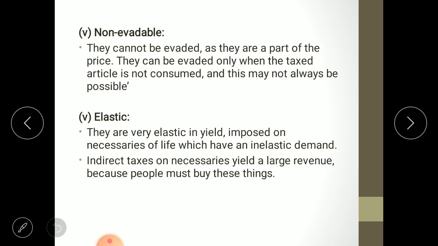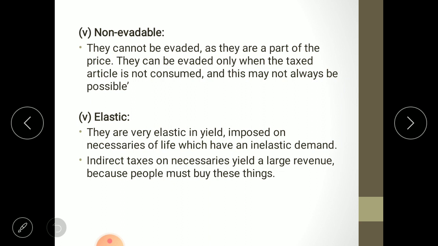Then the next advantage is non-evadable. Non-evadable means not avoidable. It is compulsory and everyone has to make the payment of taxes. They cannot be evaded as they are a part of the price. They can be evaded only when the taxed article is not consumed, and this may not always be possible. If you don't want to make the payment of tax, it is only possible when you don't make the purchase of the commodity. If you are purchasing, it means you are paying a tax. There is no way out.